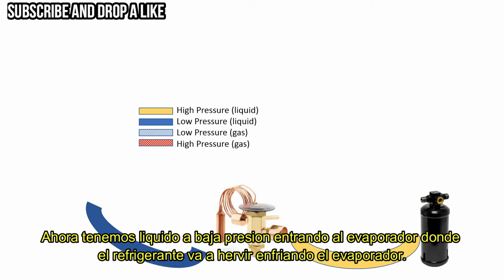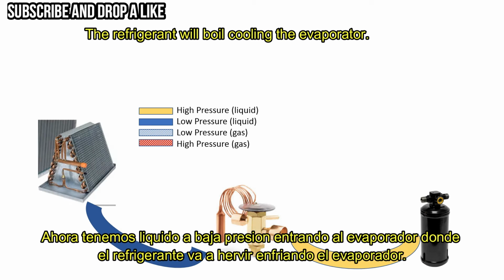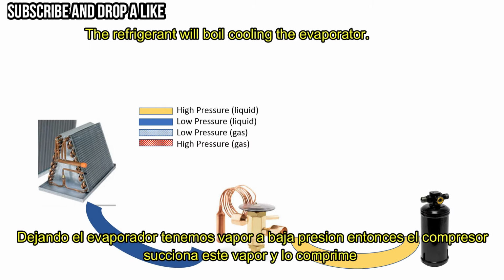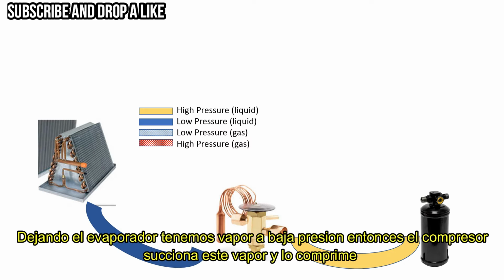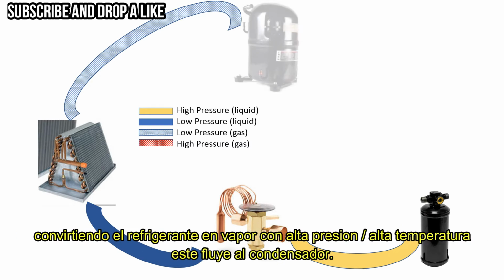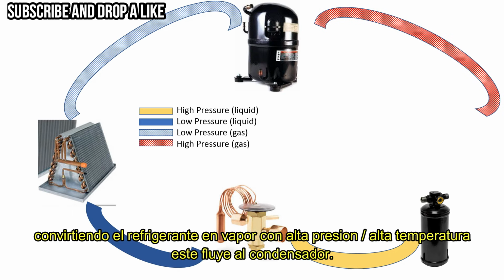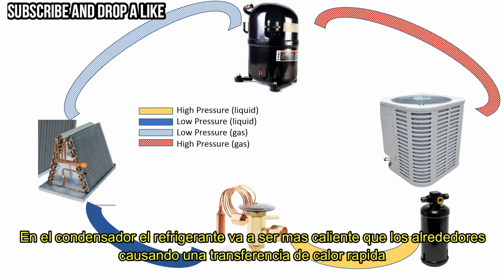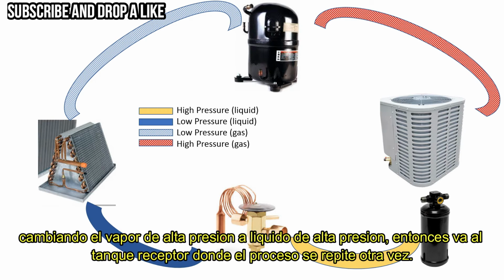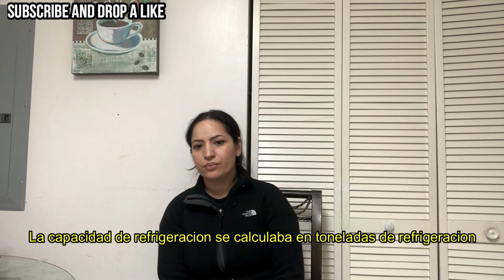Now we have low pressure liquid entering the evaporator, where the refrigerant will boil. Leaving the evaporator, we have low pressure vapor, then the compressor sucks this vapor and compresses it, turning the refrigerant into high pressure, high temperature vapor. This flows to the condenser. In the condenser, the refrigerant will be warmer than the surroundings, causing a rapid heat transfer, changing the high pressure vapor to high pressure liquid, then goes to the tank receiver where the process repeats again.